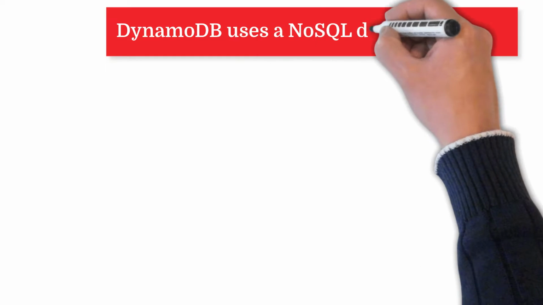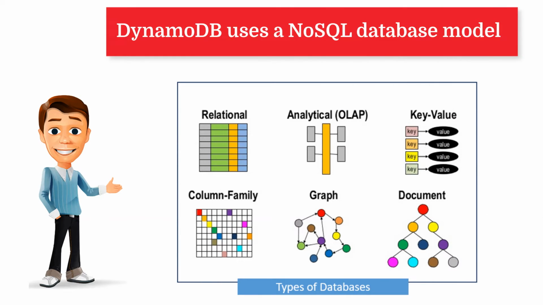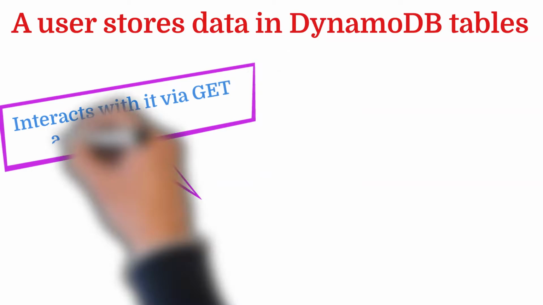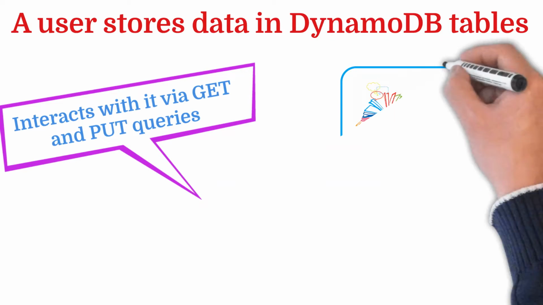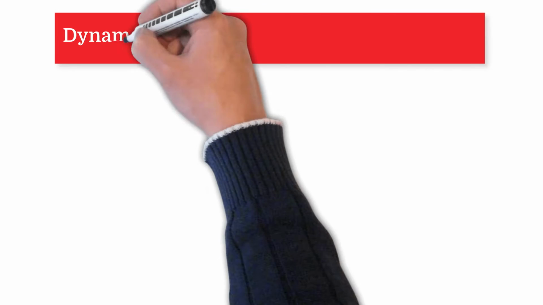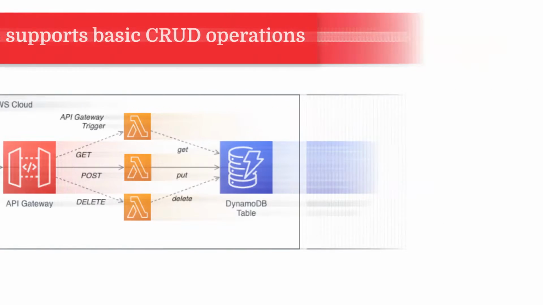DynamoDB uses a NoSQL database model, which is non-relational, allowing documents, graphs, and columnar among its data models. A user stores data in DynamoDB tables, then interacts with it via GET and PUT queries, which are read and write operations, respectively. DynamoDB supports basic CRUD operations and conditional operations.